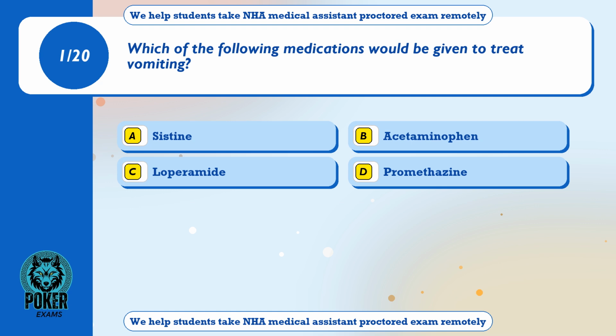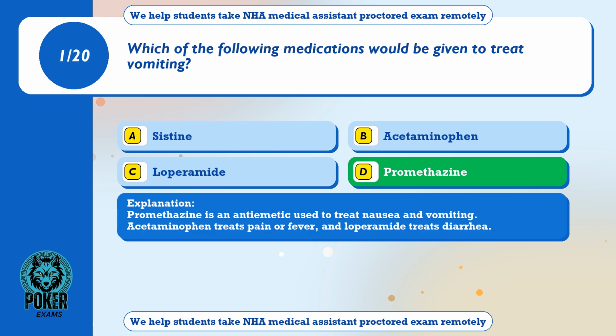Question 1. Which of the following medications would be given to treat vomiting? Option A, cysteine. Option B, acetaminophen. Option C, loperamide. Option D, promethazine. The correct answer is option D, promethazine. Promethazine is an antiemetic used to treat nausea and vomiting. Acetaminophen treats pain or fever, and loperamide treats diarrhea.